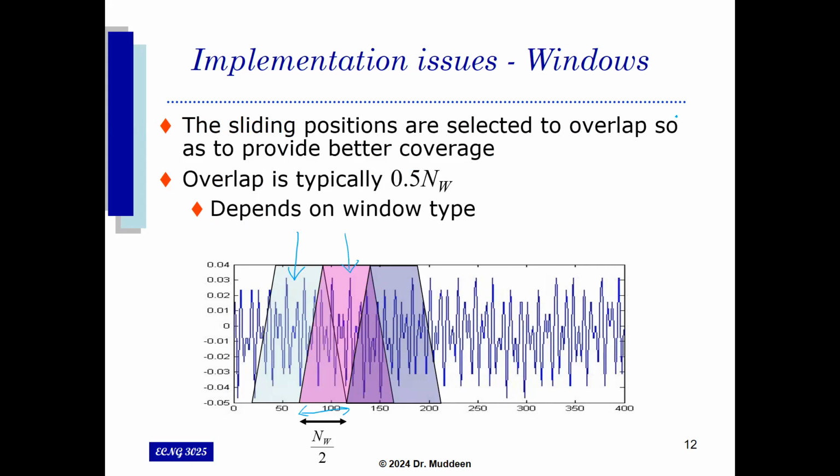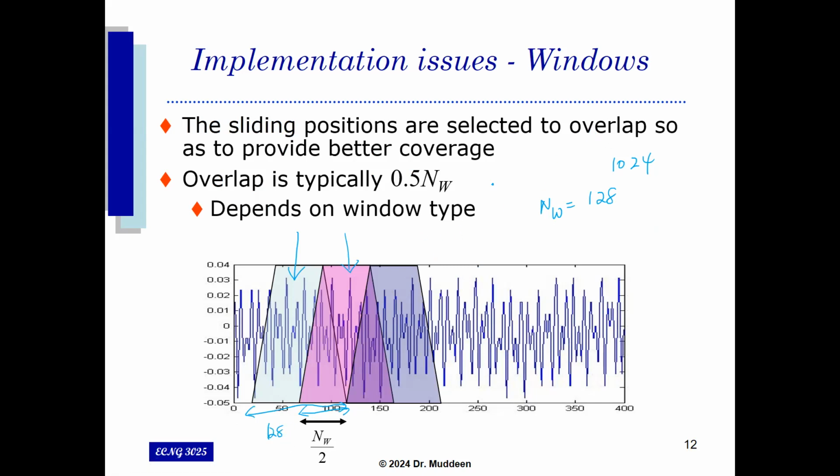You remember, I'm picking a window. So let's say my whole signal is 1024 samples. I'm picking a window of, let's say, 128 samples. So NW is equal to 128. In other words, each of these bits here is 128 samples.